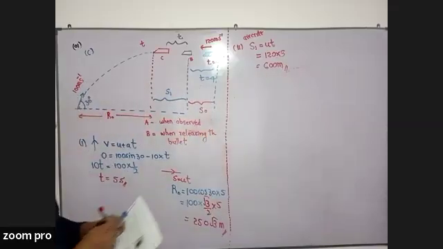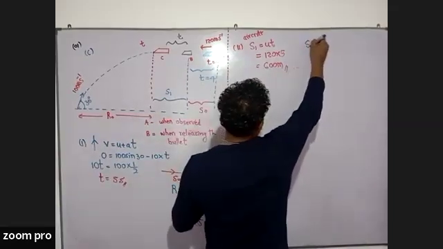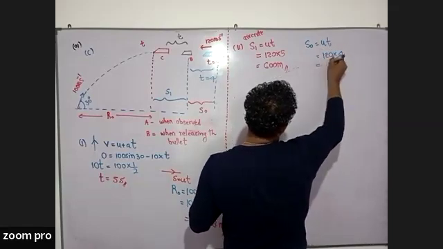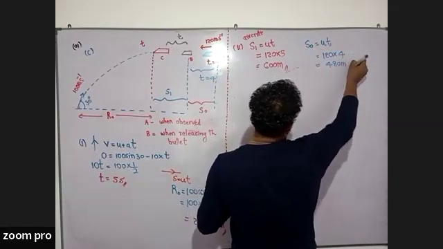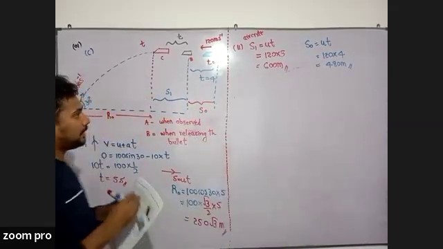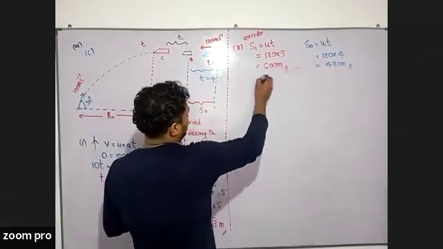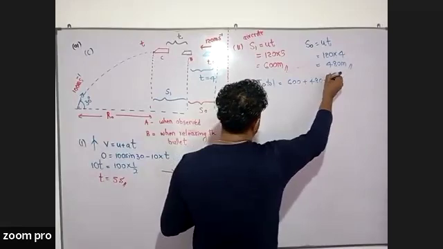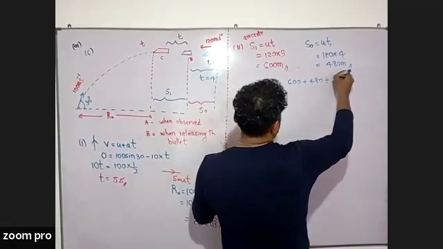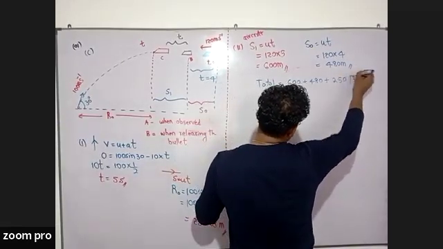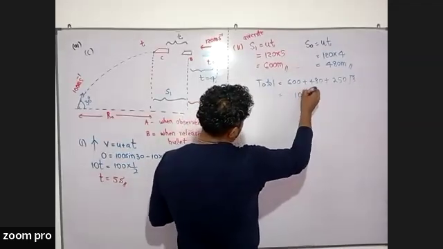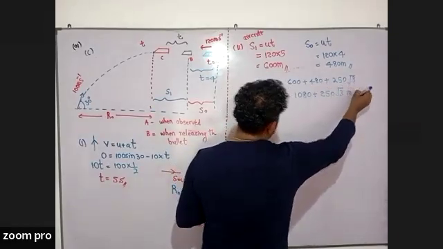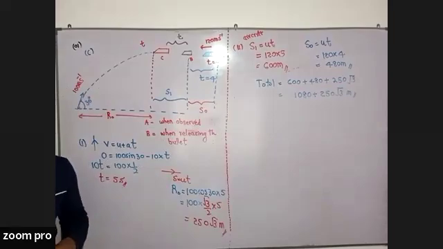On the other hand, X naught can be obtained by using this equation. S equals 120 times 4, it is 480 meters. So the total distance should be 600 plus 480 plus 200 plus 200 into root 3. Right. So however you can obtain the answer now.